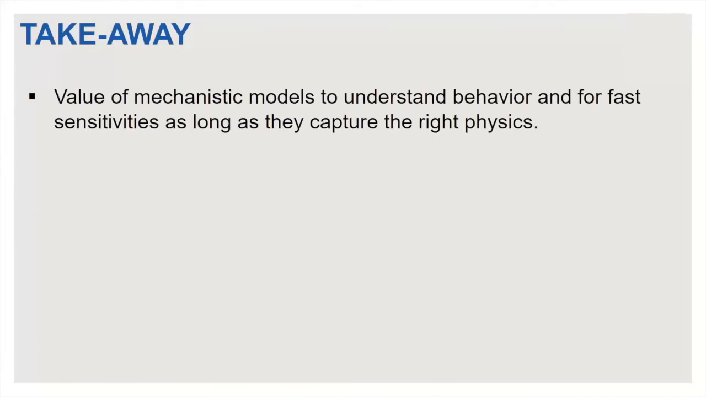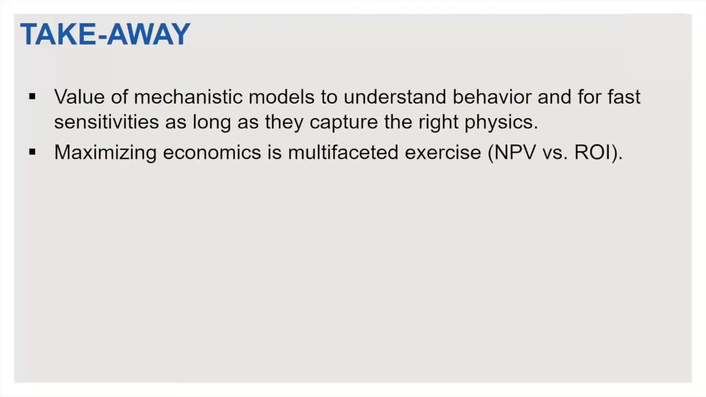So the takeaway from this session is there is a big value in using mechanistic models to understand the behavior and to run fast sensitivities, as long as it captures the right physics. So in our case, what is the right physics? It's vertical heterogeneity. In your case, it could be to capture the horizontal heterogeneity. In this case, the horizontal variogram was larger than the interwell distance, so it didn't make sense to include it. However, there could be other cases where you want to include both.